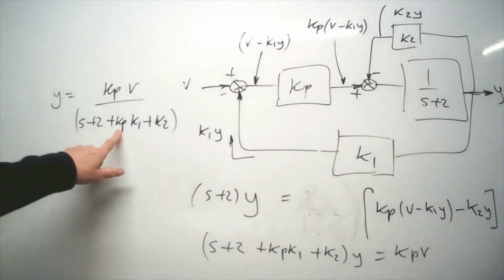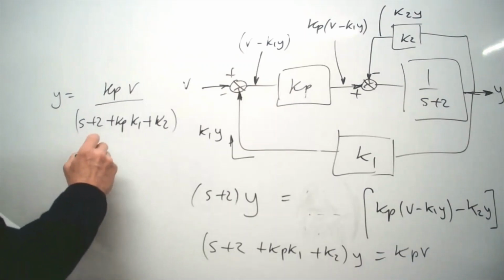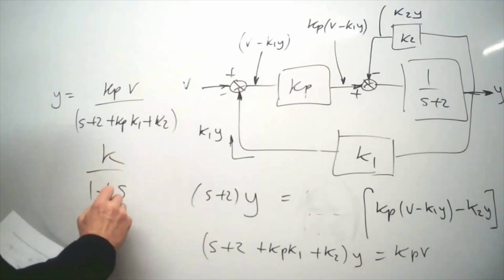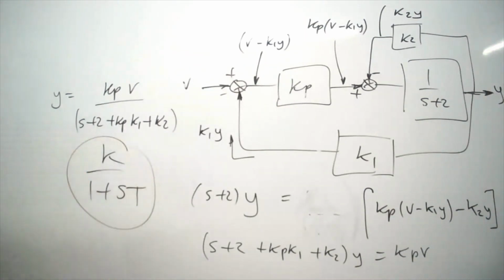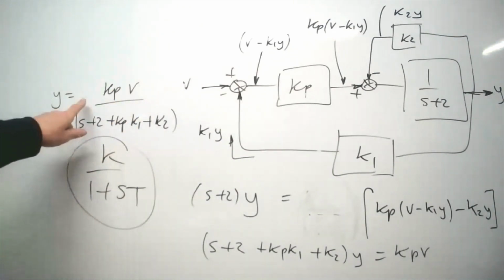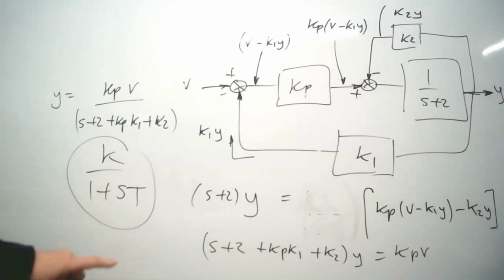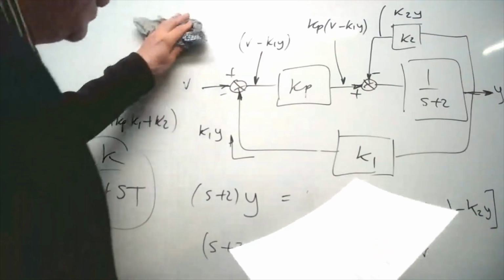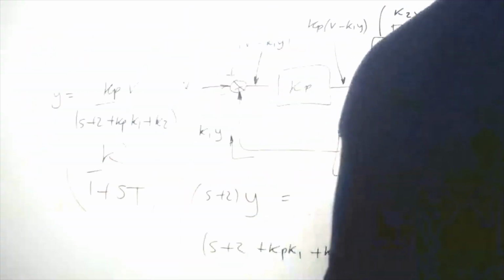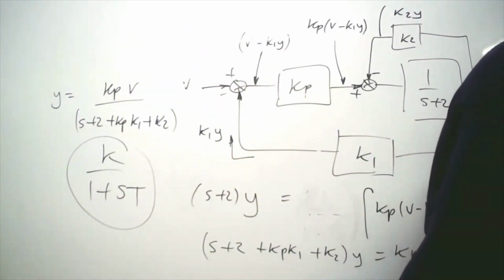Then your next trick is to convert this now into the form of k over 1 plus st. This is quite similar to what we did last time. So we've got this expression here now, and we need to convert this into the steady state gain and time constant form. I'm just going to have to use the board clean and brush every time.